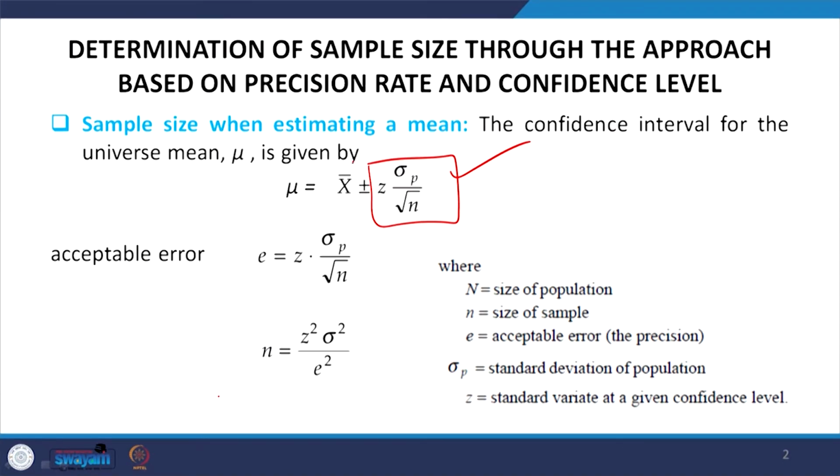Margin of error, also called acceptable error, is z times the deviation, that is, the standard deviation divided by the square root of the sample size. This is written as E equals z times sigma over square root of n. Accordingly, we can rearrange that equation and derive n. That I will discuss; I am not putting more time on it.